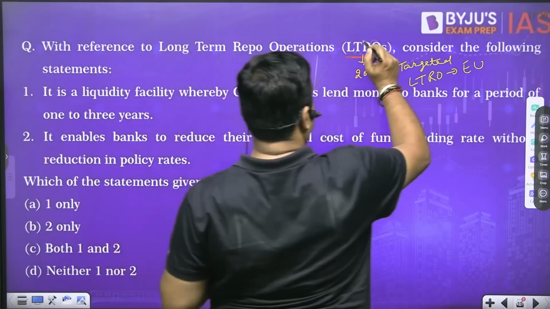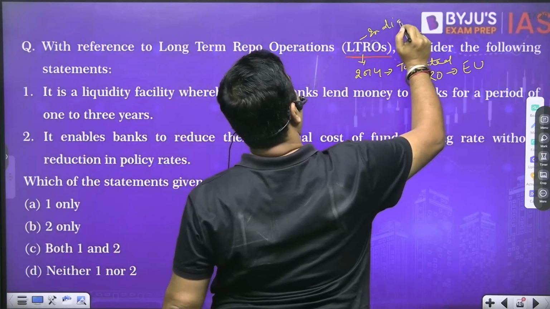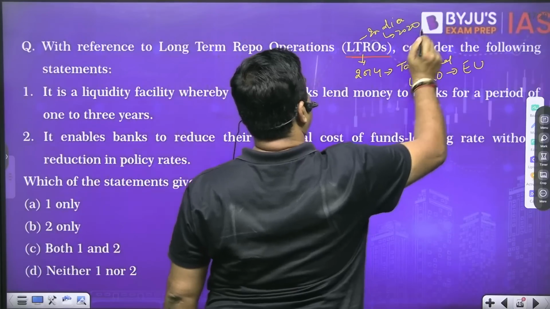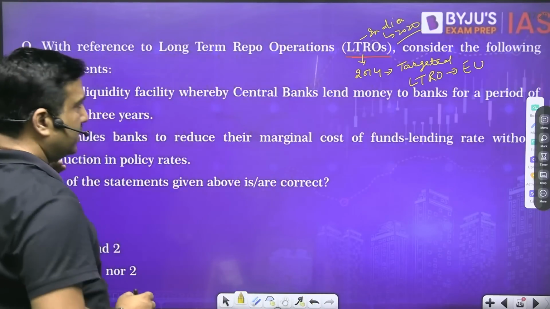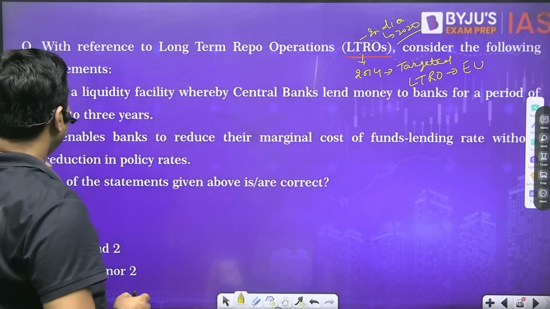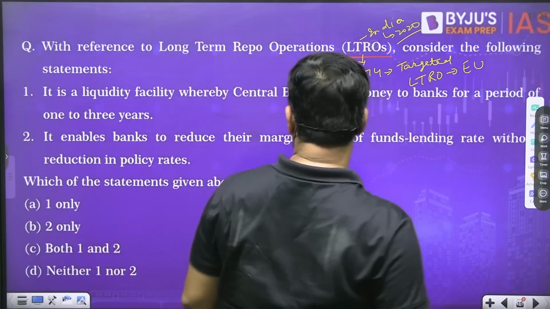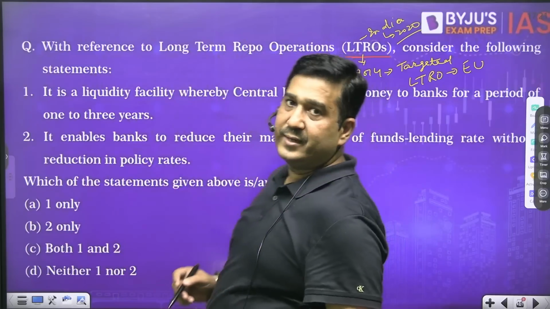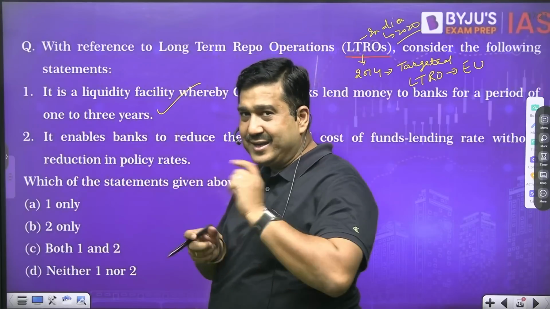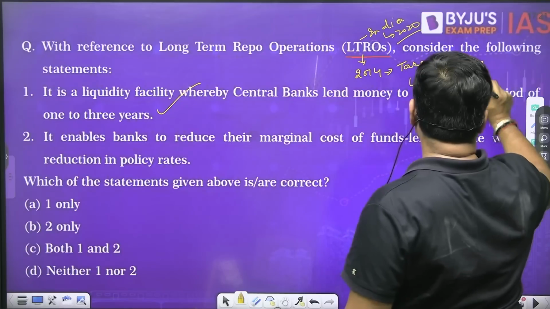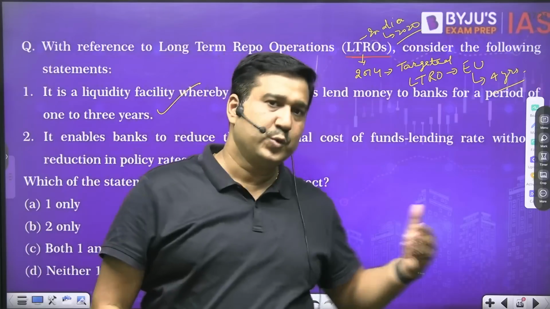In India, it was introduced in 2020, October, in the month of October. Having said this, look at the statement. It is a liquidity facility whereby central banks lend money to banks for a period of 1 to 3 years. Absolutely correct. But then what is the difference between LTRO and TLTRO? In European Union, it is for 4 years. In India, it is 1 to 3 years.